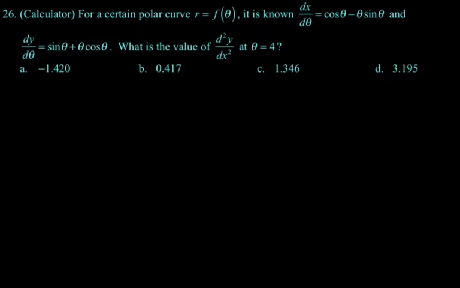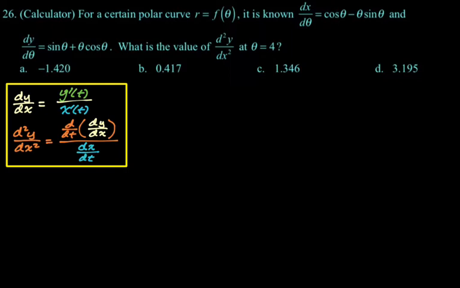So we need to keep track of what's going on. It doesn't really matter that these are polar functions at this point because we were given dx d theta and dy d theta. If we'd been given the polar function, it would have been more annoying because we'd have to say x is r cosine, y is r sine, find dx d theta, find dy d theta, find dy dx, find the second derivative. It'd be like so many extra steps.